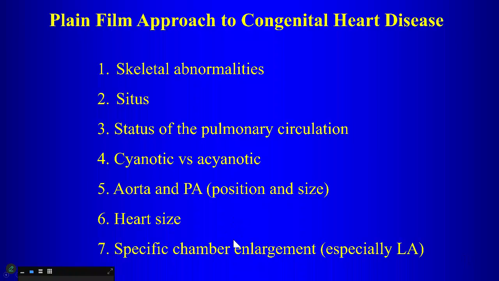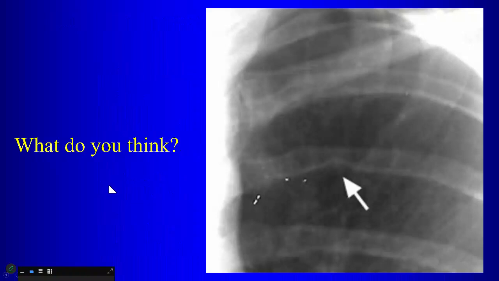Notice that we get to the heart pretty much near the end of the list. The most important thing, when you start the discussion of congenital heart disease on the plain film, is that you always start with the pulmonary circulation.